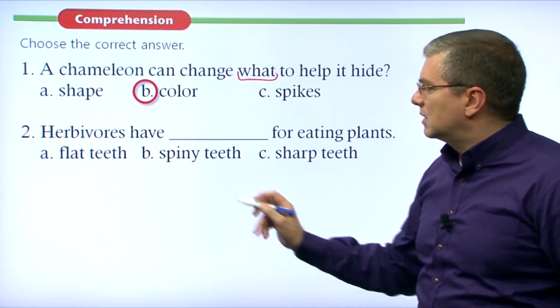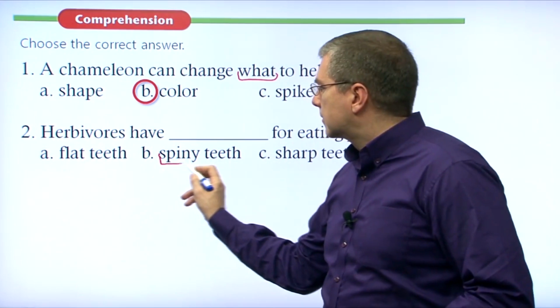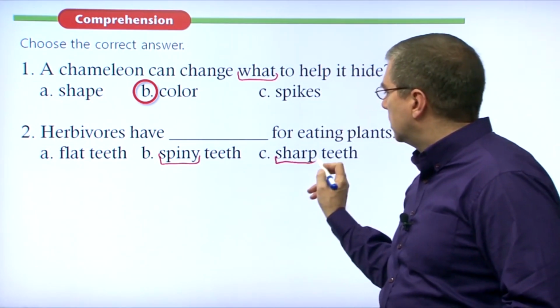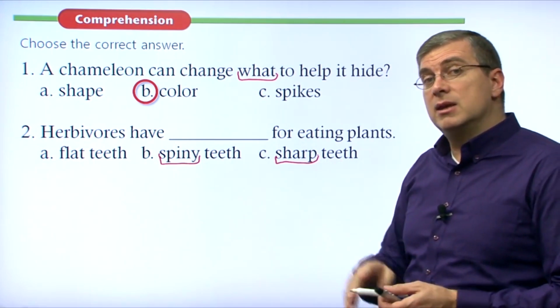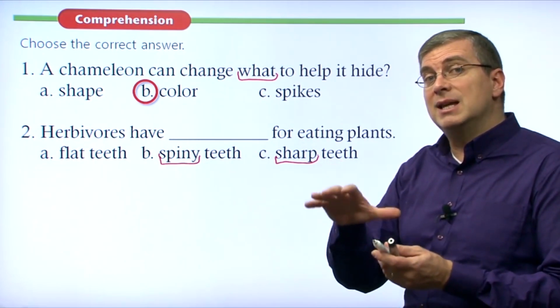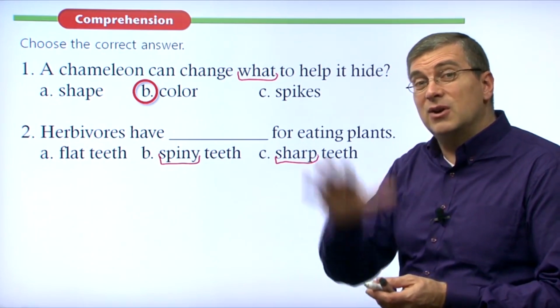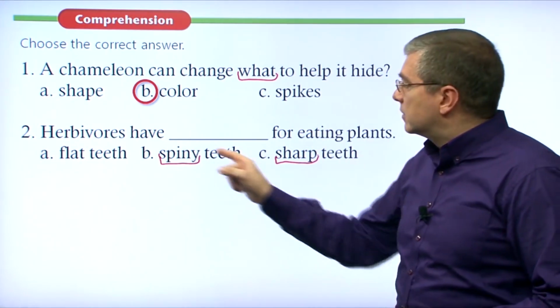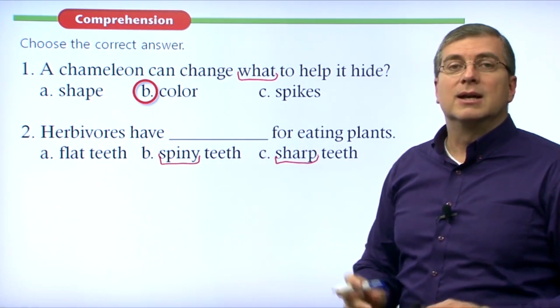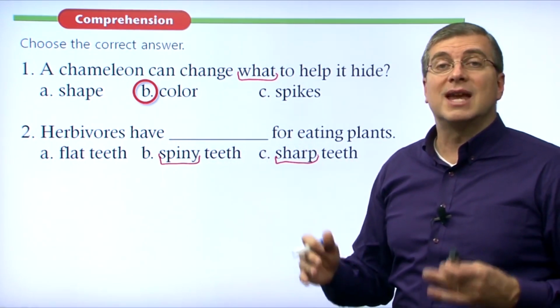By the way, it's interesting to note that spiny and sharp mean the same thing. The fish that we saw has many spikes on it. They're very spiny. They're very sharp. If you touch them, ow! It's like touching a needle. So spiny and sharp are really synonymous. They are the same meaning.